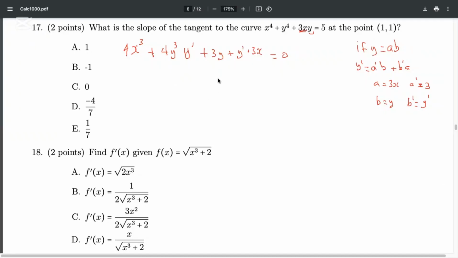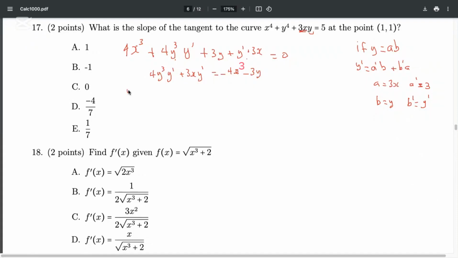Now we need to bring everything that has a y prime to one side. So I'm going to move the 4x to this side, so we're going to have negative 4x. And I'm going to move the 3y to this side too, so we're going to have minus 3y. But these two terms here have y prime in them, so I'm just going to write them as 4y cubed y prime plus 3x y prime.